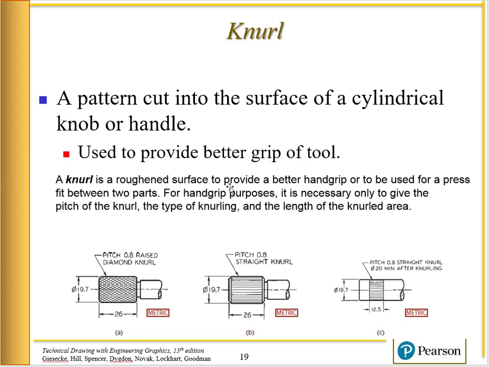So a knurl is a roughened surface used to provide a better hand grip, or to be used for a press fit between two parts. For hand grip purposes, it's only necessary to give the pitch of the knurl, the type of knurling, and the length of the knurled area. Here's the length of the knurled area, here's the pitch of the knurl, and then raised diamond knurl is the type. Here's the length of the knurl, here's the pitch of the knurl, and here's the type of the knurl.